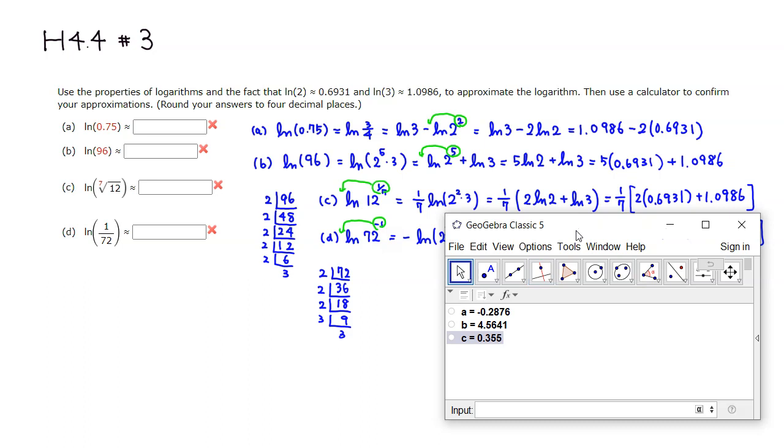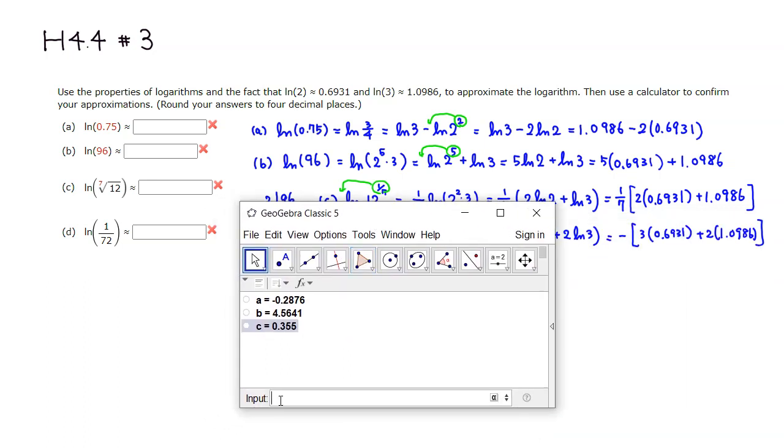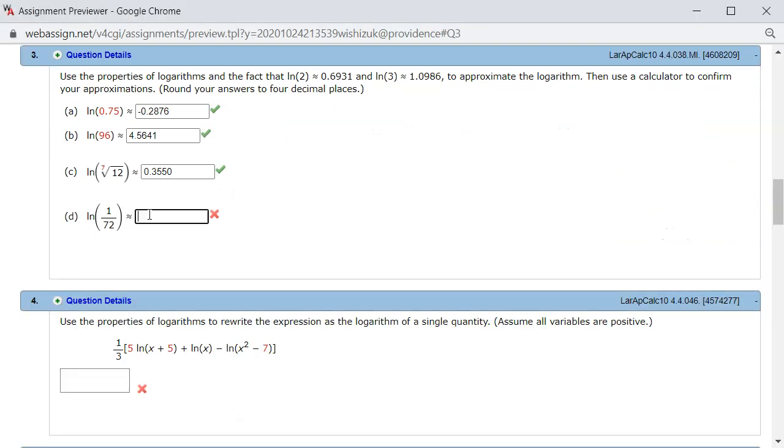I have to move this thing here. So we want negative 3 times 0.6931 plus 2 times 1.0986 and hit enter. Negative 4.2765. So let's type it in. Negative 4.2765. Hopefully that's the right one.